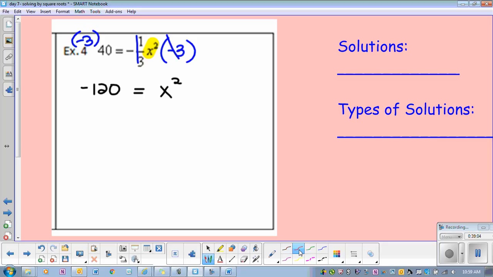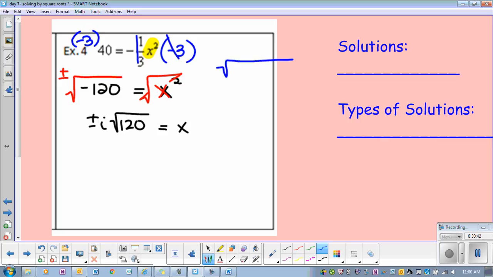Guys, I need to get to the x. What do I need to do to get rid of that square? Square root it. You drew the square root, so you have to put plus or minus. Since it's negative, you have to have an i. Good. So x equals plus or minus i root 120. Wait a minute, 120, that is a big number. I bet you we can simplify it.